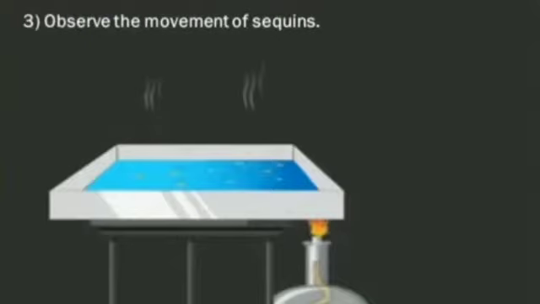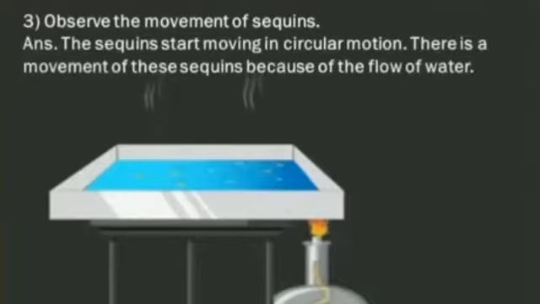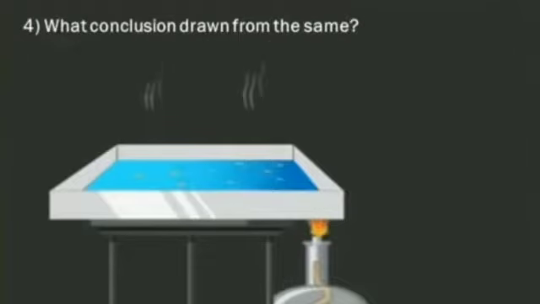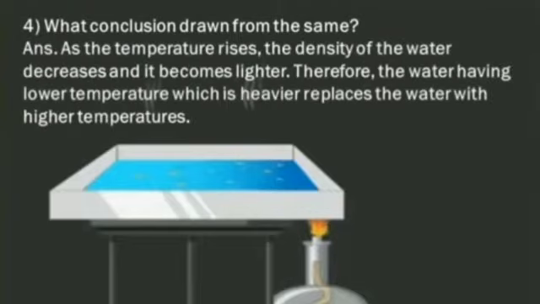Next question is, observe the movement of the sequins. The sequins start moving in a circular motion. There is a movement of these sequins because of the flow of water. Question number 4 is, what conclusion can be drawn from the same? As the temperature rises, the density of the water decreases and it becomes lighter. Therefore, the water having lower temperature, which is heavier, replaces the water with higher temperature.